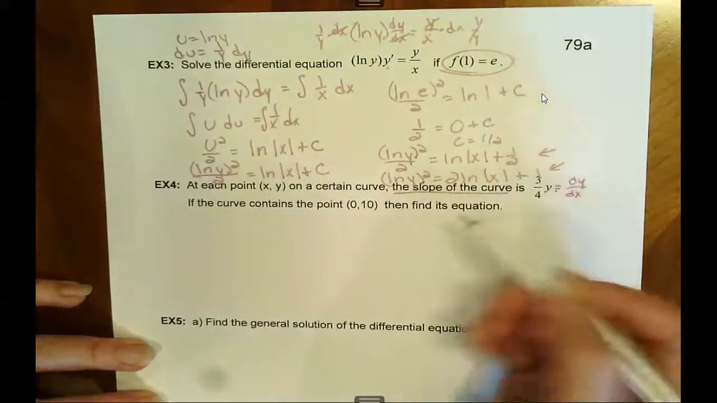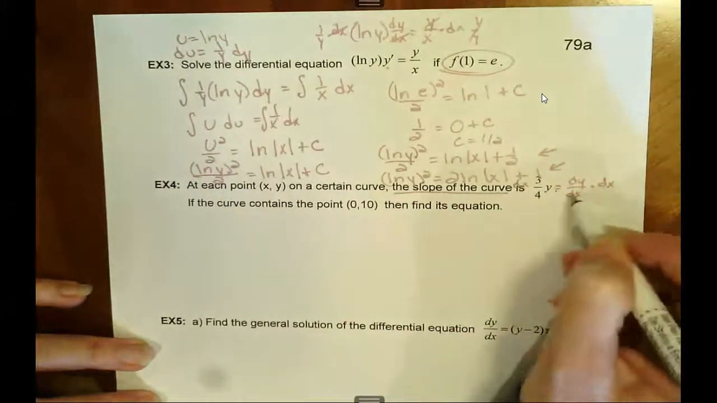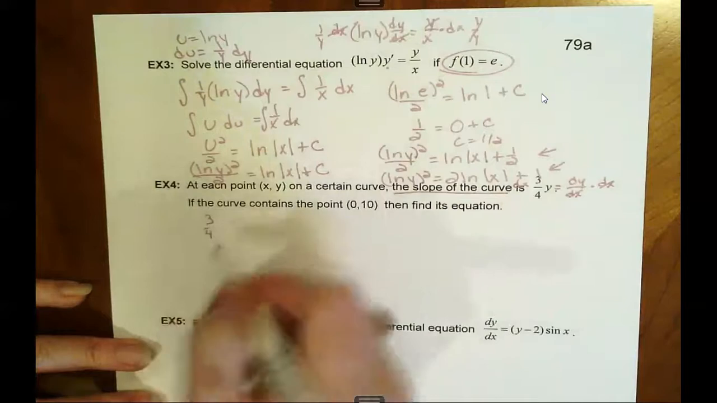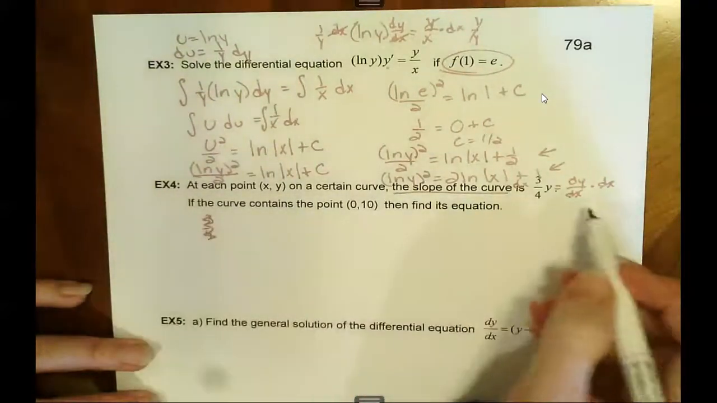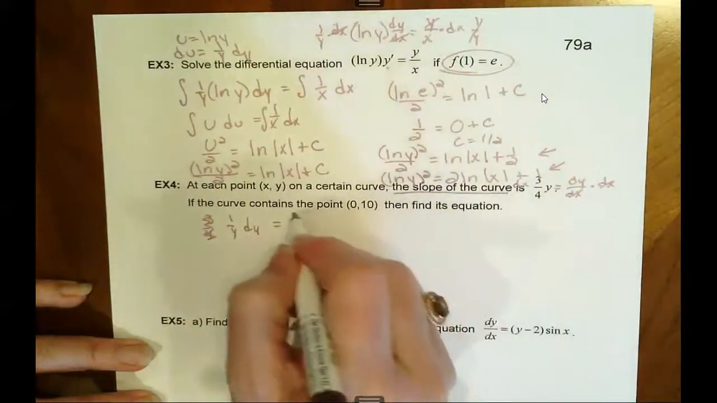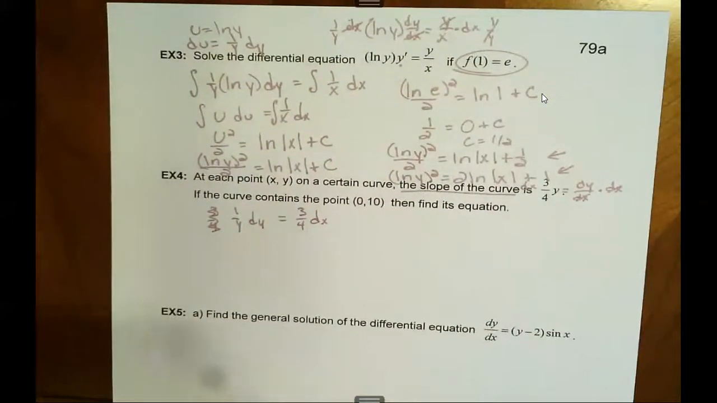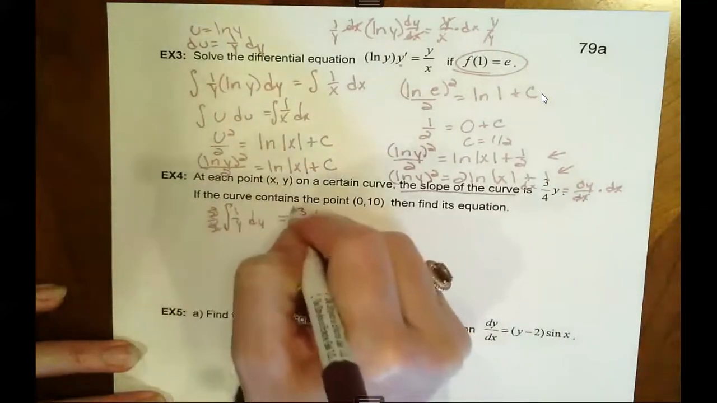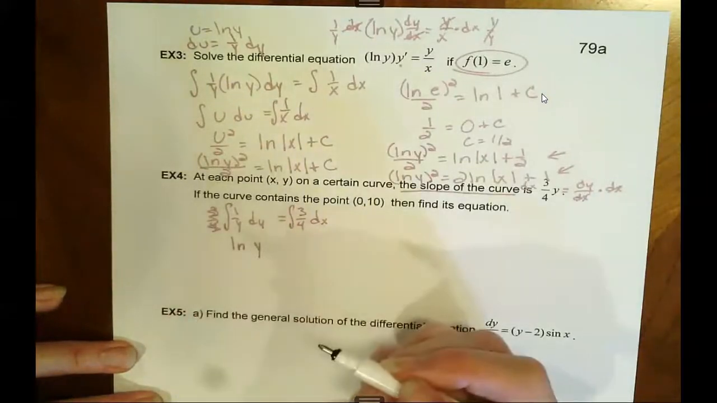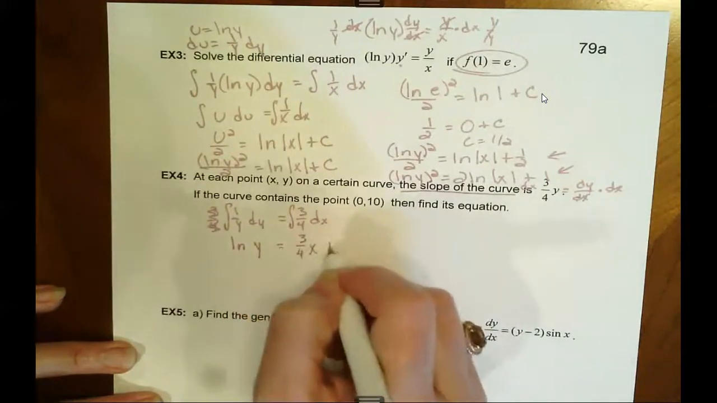So we need to separate, and multiply through by dx. And then we're going to divide by y. So we'd have 3/4. I'm going to put the y's on the left. We would have 1 over y dy equals 3/4 dx. All right, so we want to integrate that. So the integral of 1 over y would be ln of y. The integral of 3/4 is 3/4 x. We have a plus c.